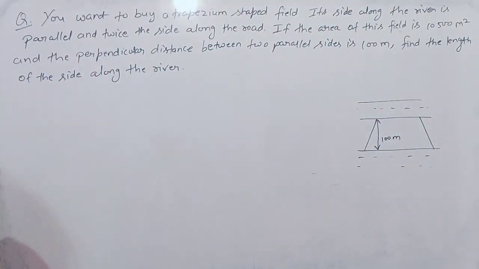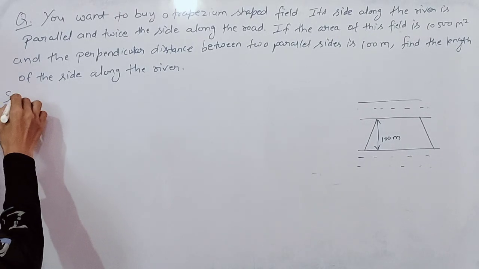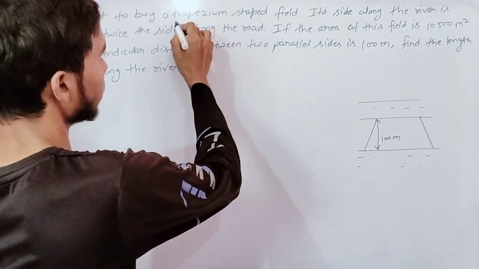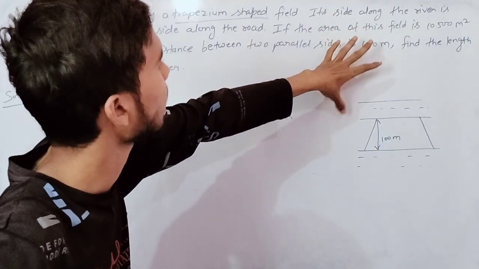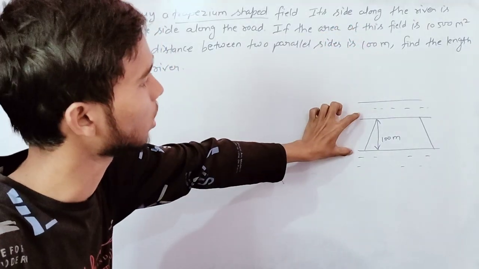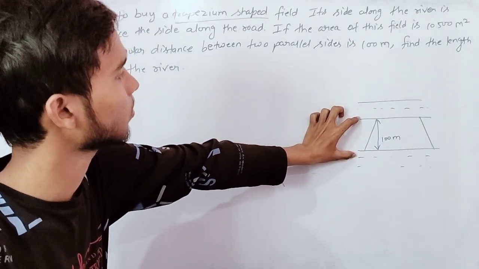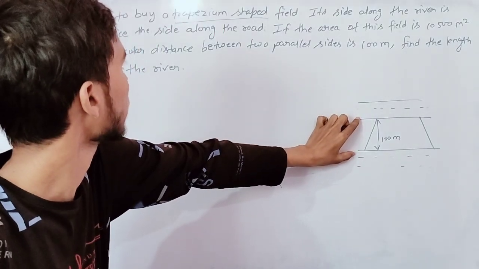This is a control question. This one is asking, you want to buy a trapezium shaped field. This shaped field you want to purchase. Its side along the river is parallel and twice the side along the road. Here you can see its side along the river. Along the river is parallel, and twice the side along the road.